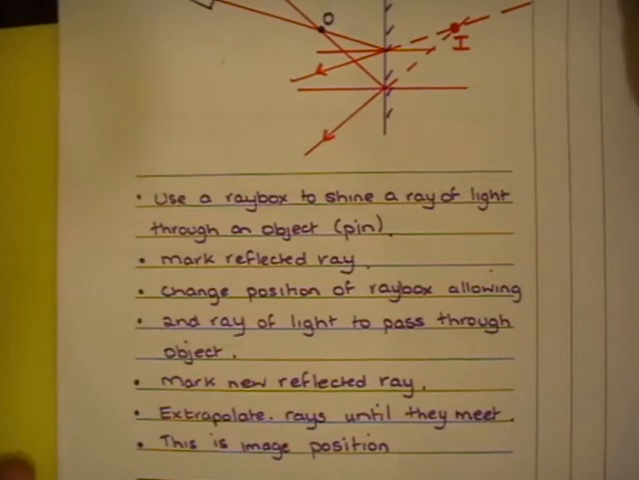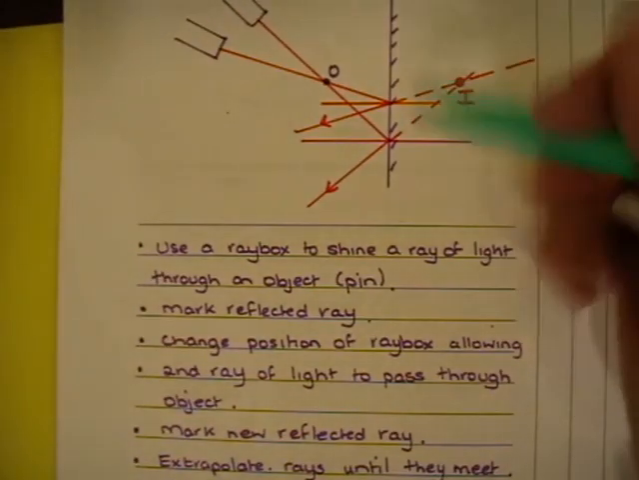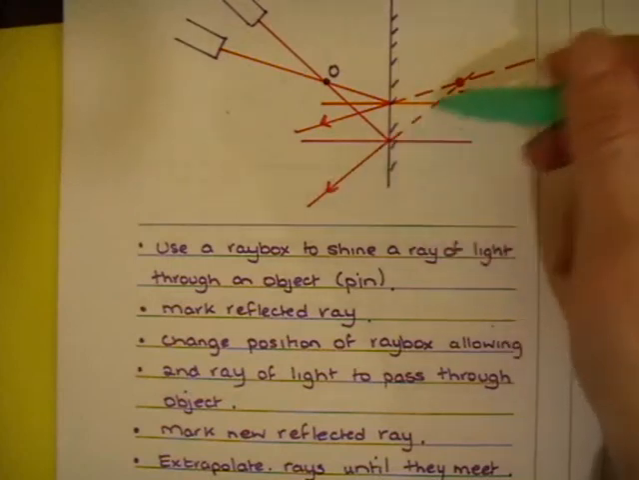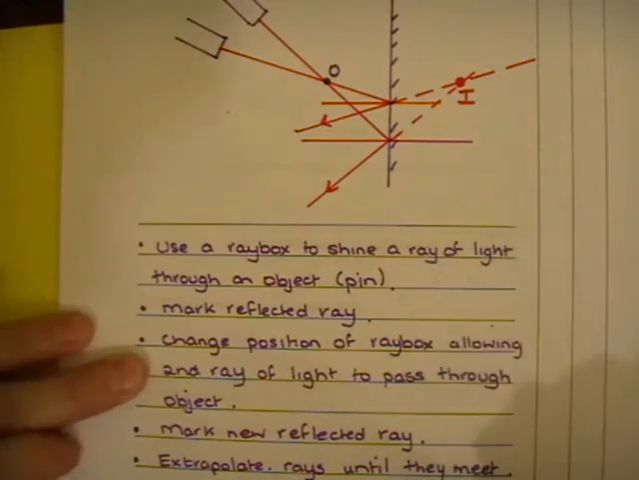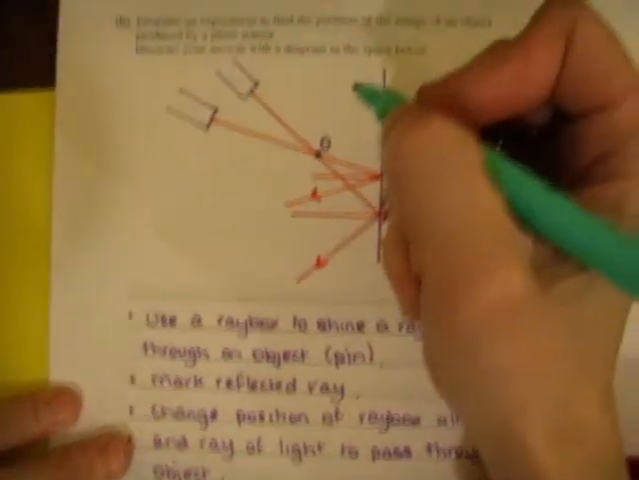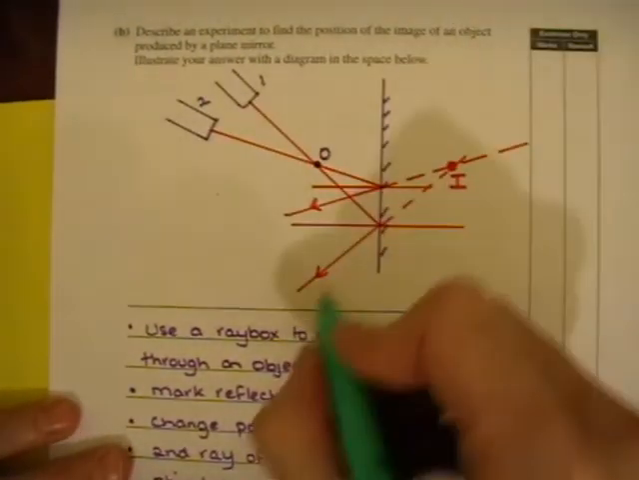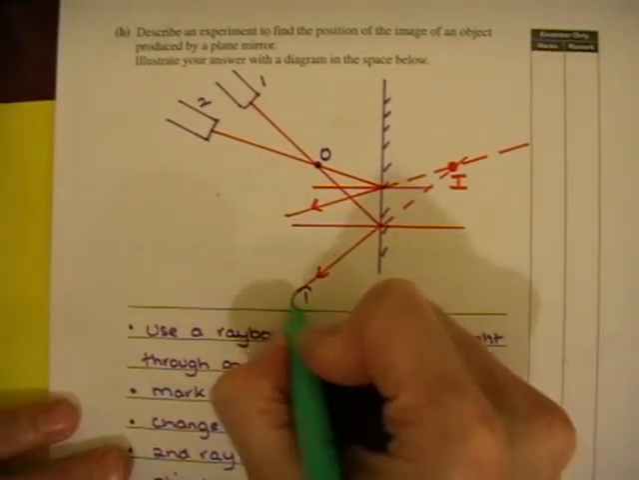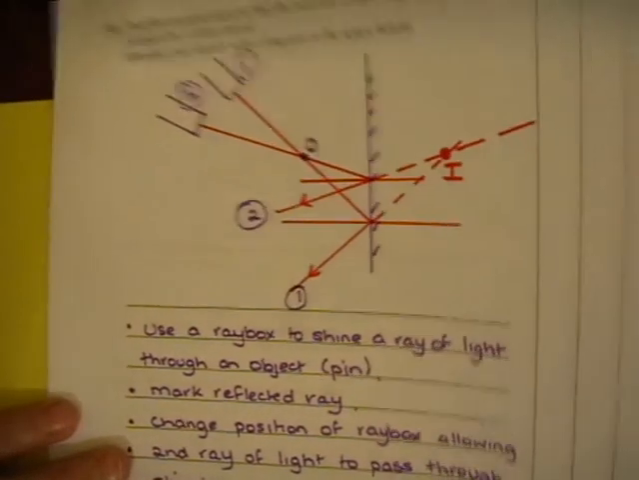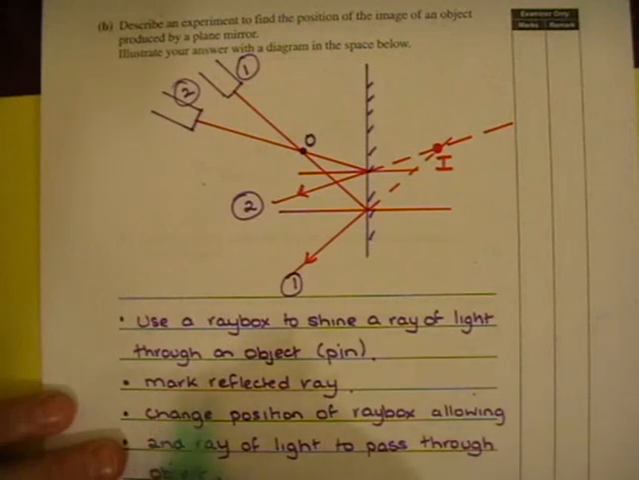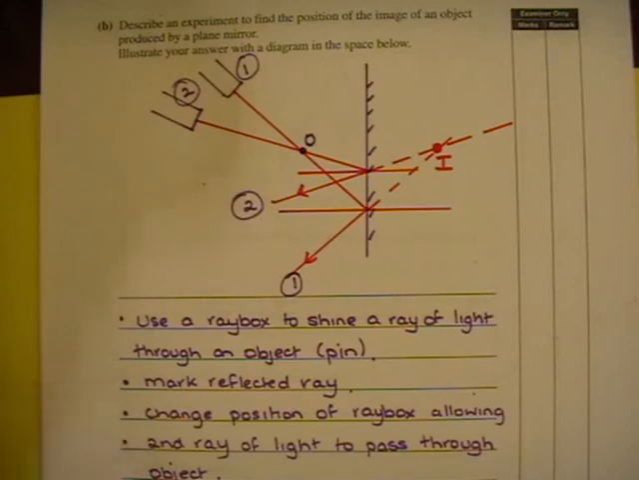Now, for showing your diagram, they're saying you could get a maximum of 2 marks. And 1 mark would be showing this reflected ray here and the second here. So you've really only 4 marks to get out of your explanation here. And even if you labelled your ray box positions 1 and 2, and then showed that this one was reflected ray 1, and this one here was 2, that goes a good way to explaining. So if you say position 1, mark reflected ray 1, mark reflected ray 2, extrapolate rays until they meet, this is image position, you should easily get your 6 marks.